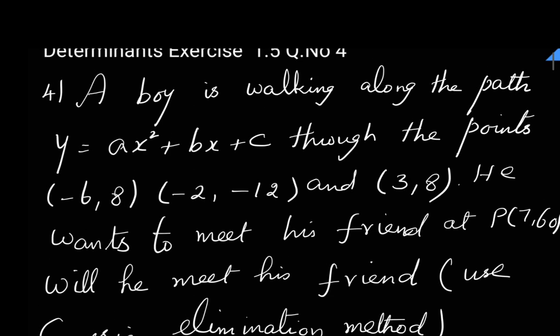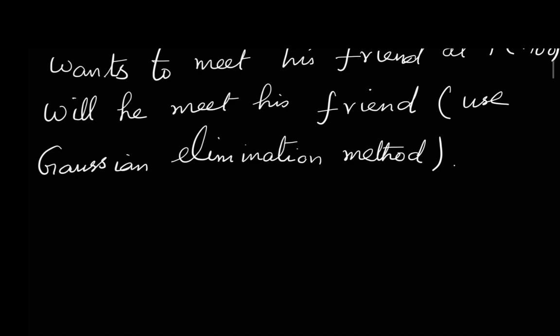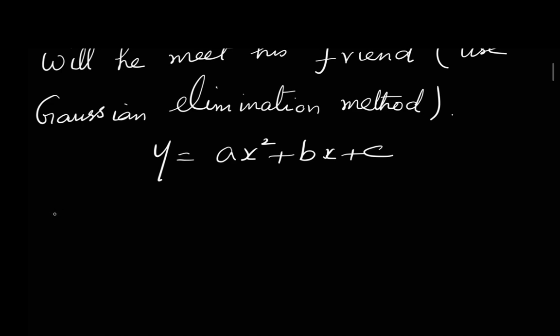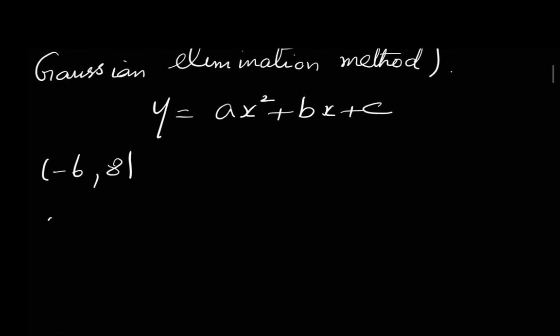See, here they given the boy walking along the path. The path is a curve actually, and also it is a parabolic curve. So let me take the curve first. Y is equal to ax squared plus bx plus c. So 3 points are given on the curve. First point is minus 6, 8. Second point is minus 2, minus 12. Third is 3, 8. So using these points, let me find the equation first.